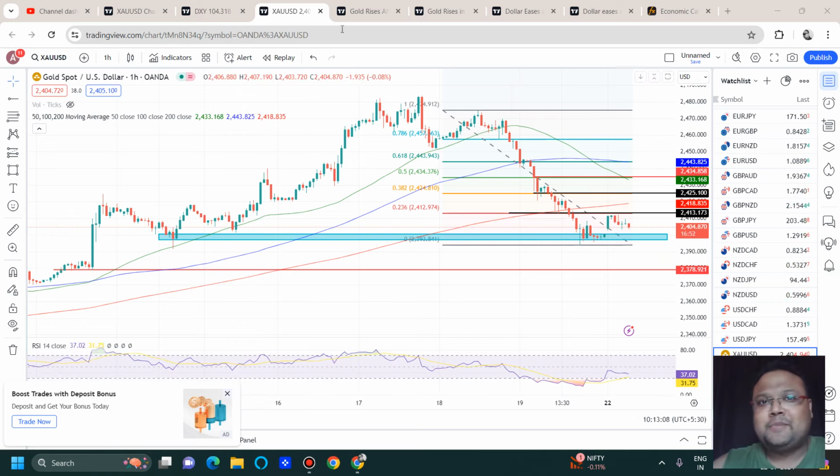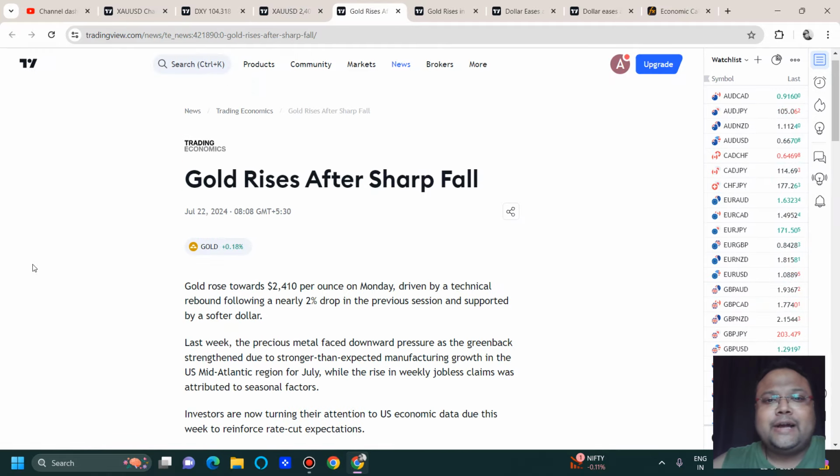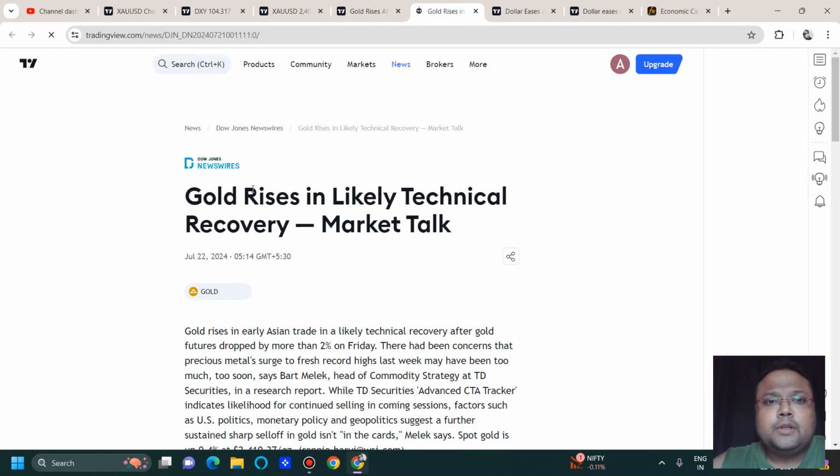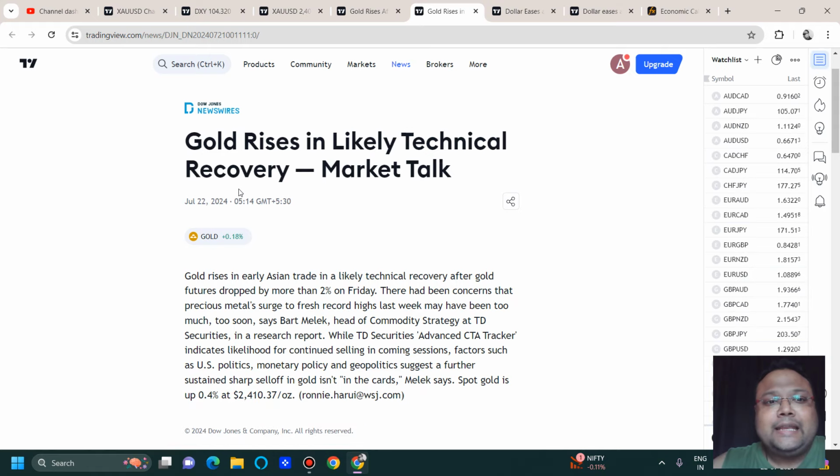So let's look at the market sentiment first. Gold rises after a sharp fall. You can see gold rose towards 2410 per ounce on Monday, driven by technical rebound following a nearly 2% drop in the previous session and supported by a softer dollar. Gold rises in likely technical recovery.